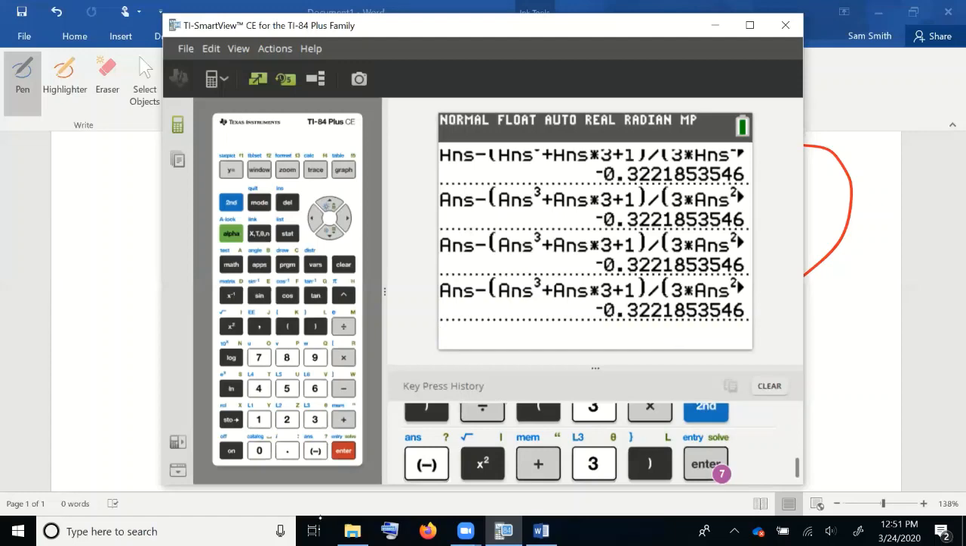And we can see that actually these answers have stabilized extremely quickly. So once you do this initial work of typing in this formula using the answer button, you can just mash enter over and over again until the answer stabilizes, and that's going to give you a very good approximation for your root.